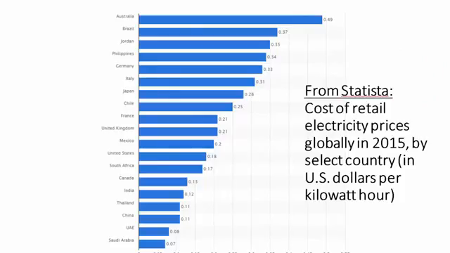I pulled this from a statistics website I sometimes use. It's called Statista, if I've said that correctly. And it shows the cost of electricity prices in 2015 by country. And it's got Australia up there at 49 cents a kilowatt hour. That just looks far too high to me.